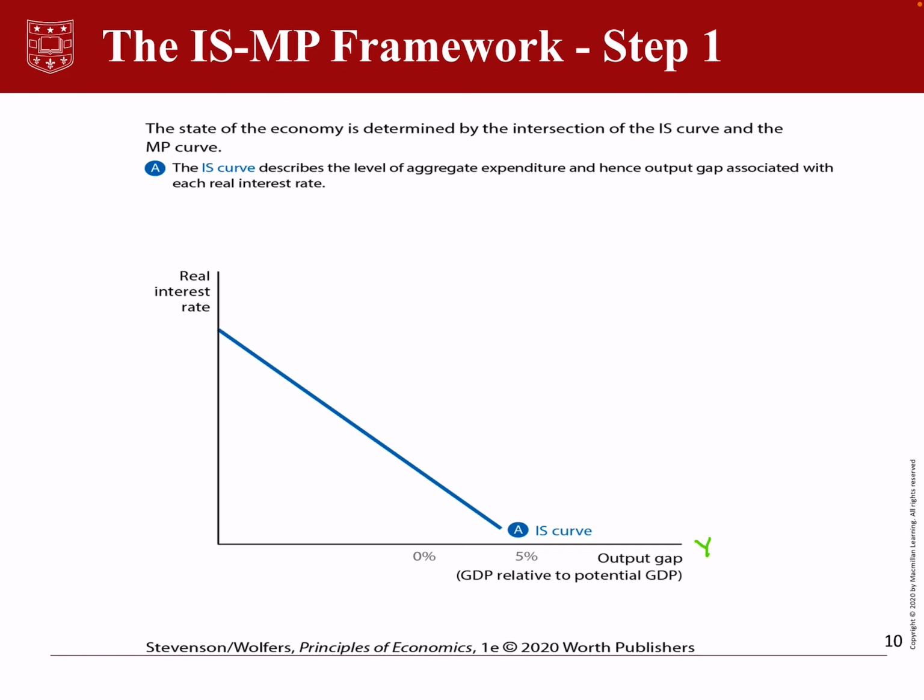So again, this output gap is the income, real GDP, minus the potential level of real GDP, divided by the potential level of real GDP, times 100 to express it as a percentage, right?